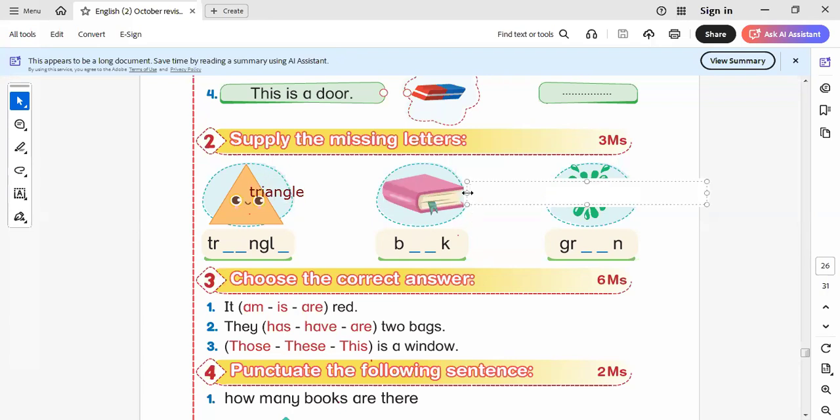What is this? It's book. I write it like this. Okay, this is book. So here the missing letter will be O. Here we have green. I will write it like this. So the missing letters here, what will they be? It will be E. Okay.